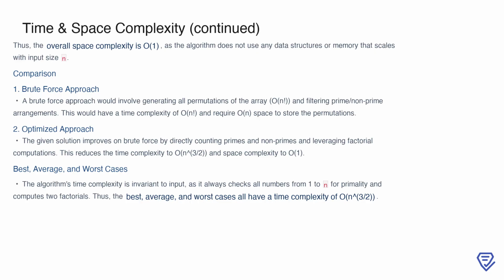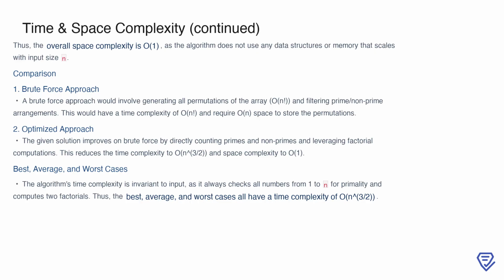Comparing this optimized approach to a brute force method highlights its significant efficiency. A brute force solution would involve generating all permutations of the array, which requires O(n!) time and filtering prime/non-prime arrangements, making it highly inefficient. It would also require O(n!) space to store the permutations. In contrast, the optimized solution avoids generating permutations by directly counting primes and non-primes, and leveraging factorial computations, reducing the time complexity to O(n^(3/2)) and space complexity to O(1).